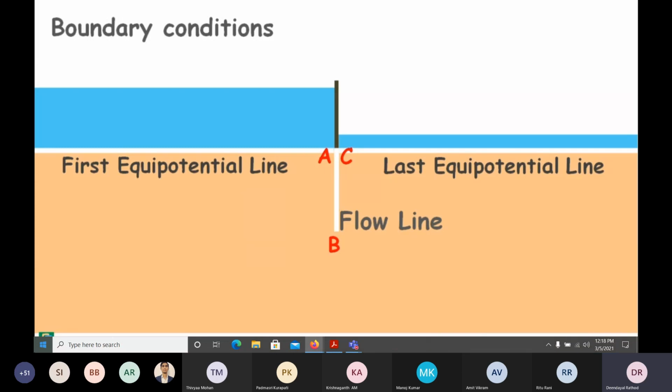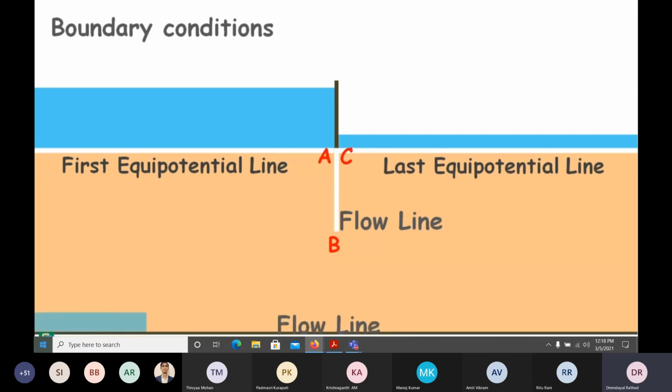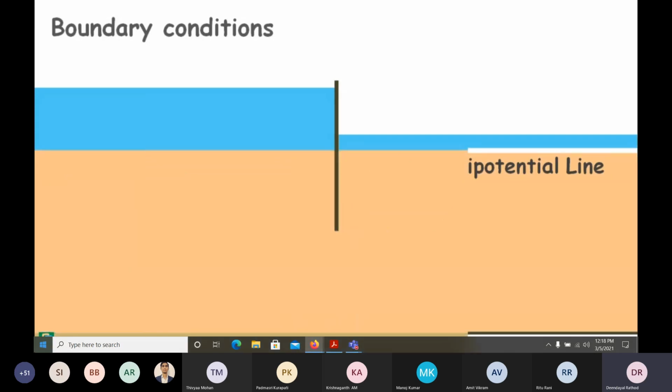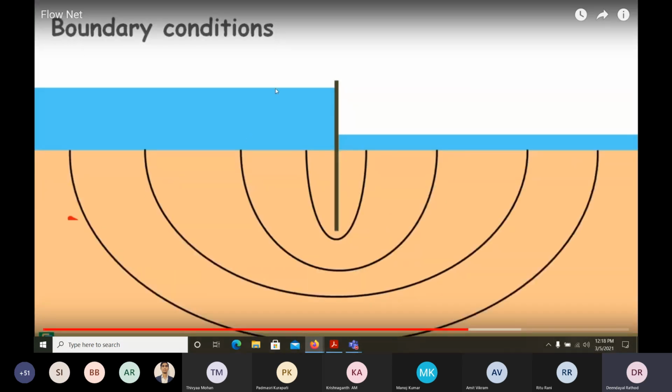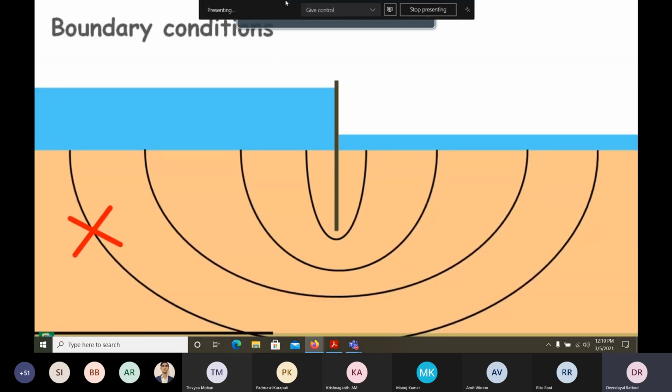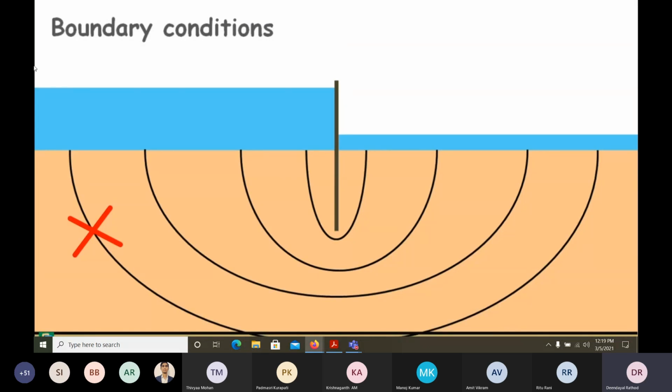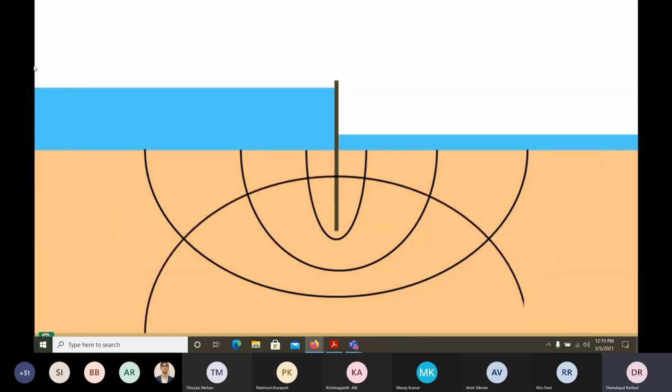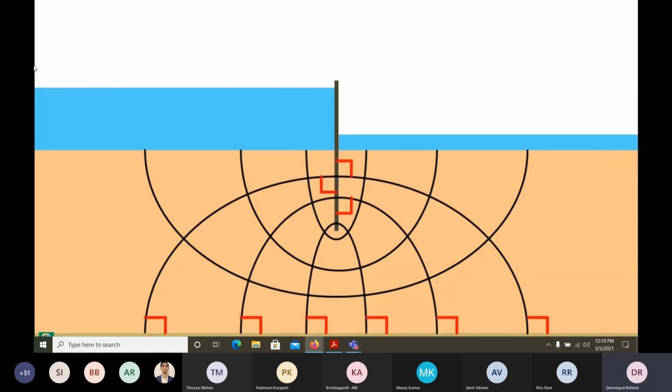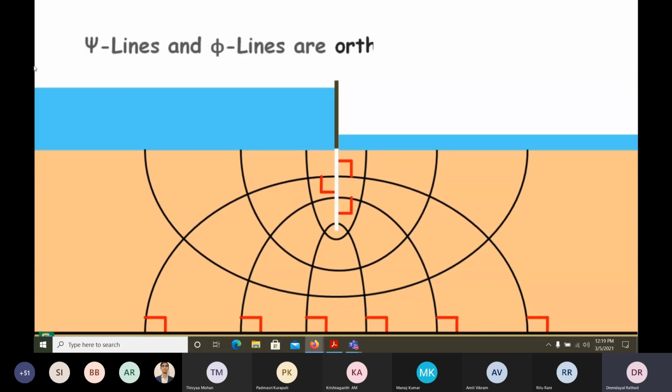Fourth boundary is the impermeable surface. Water molecules cannot cross it. This line is also a flow line, as the water will flow along this surface from this side to this side. While drawing a flow net, we also need to keep in mind that no flow line can intersect the impermeable boundary, as the impermeable boundary is itself a flow line. For the same reason, all equipotential lines must meet the impermeable boundaries at right angles, because impermeable boundaries are flow lines and flow lines meet equipotential lines at right angles.